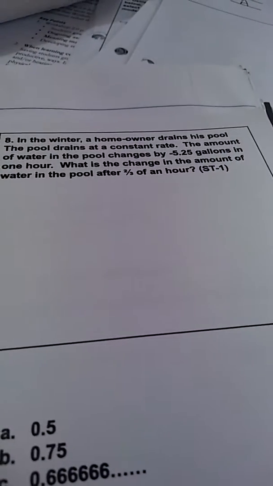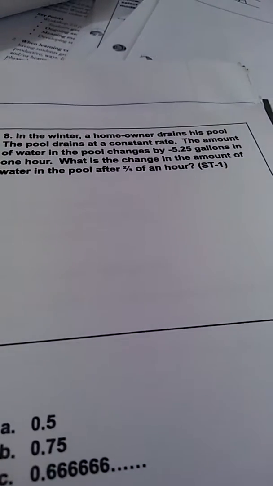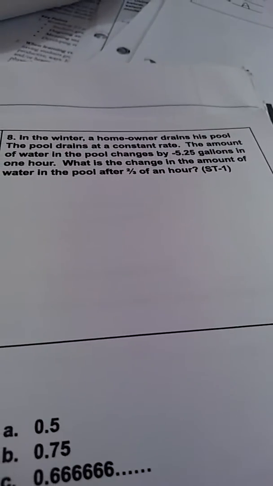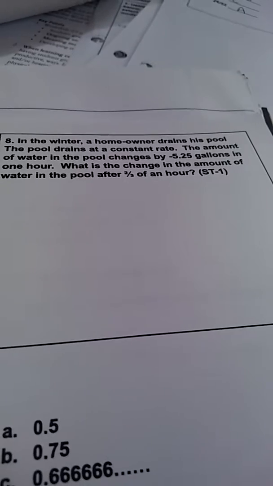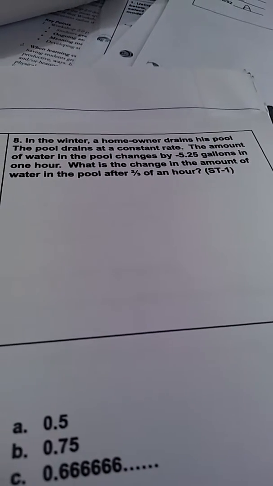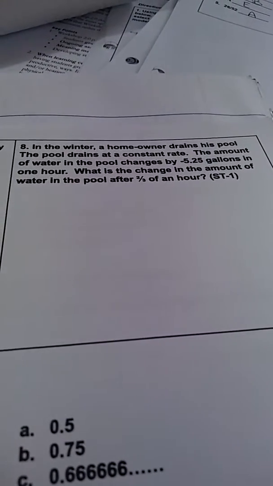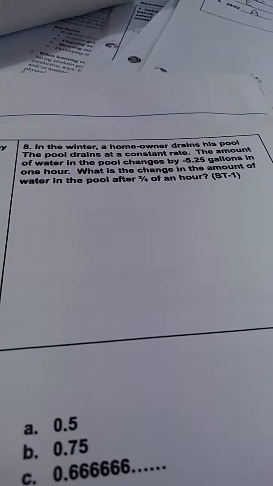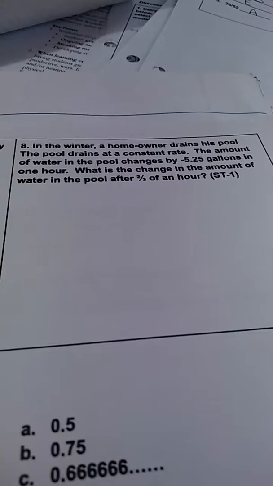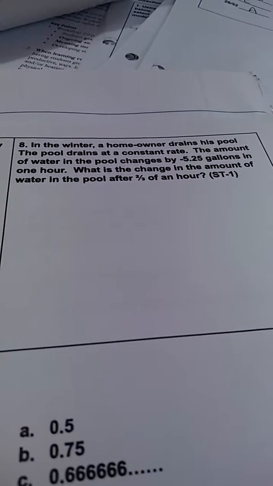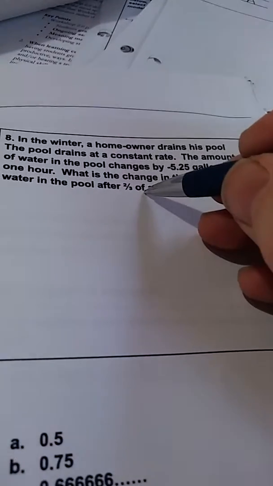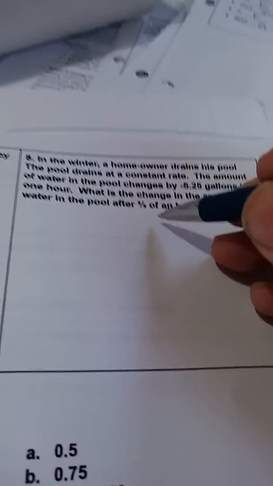Wow, that's really slow. What is the change in the amount of water in the pool after 2/3 of an hour? Well, we know that the change in 1 hour is negative 5.25 gallons. So we want to know what 2/3 of that hour's change is. So let's just multiply 2/3 times negative 5.25, because when you see "of," that almost always means multiplication.